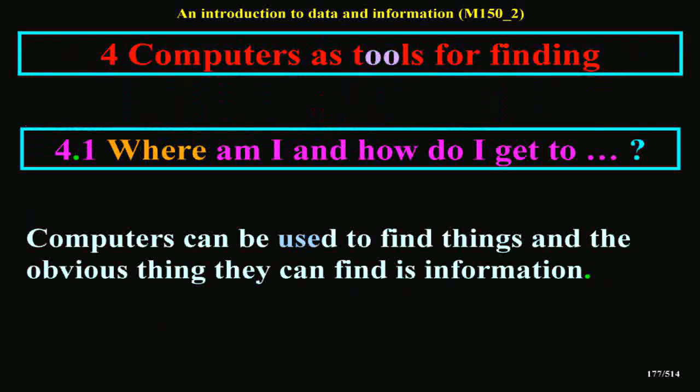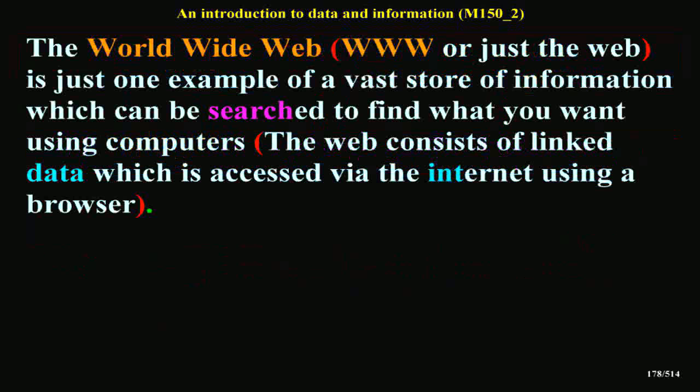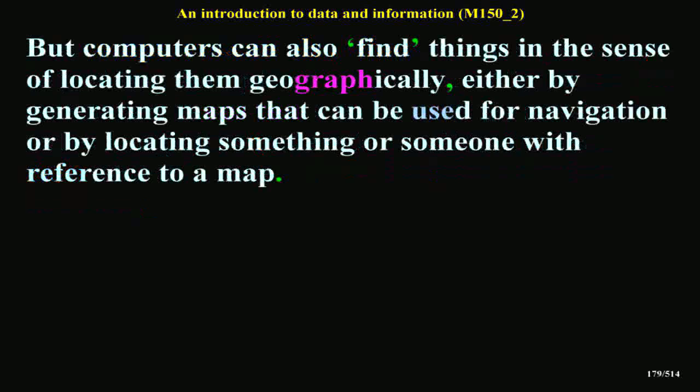4 Computers as tools for finding. 4.1. Where am I and how do I get to? Computers can be used to find things, and the obvious thing they can find is information. The World Wide Web, or just the web, is just one example of a vast store of information which can be searched to find what you want using computers. The web consists of linked data which is accessed via the internet using a browser. But computers can also find things in the sense of locating them geographically, either by generating maps that can be used for navigation or by locating something or someone with reference to a map.